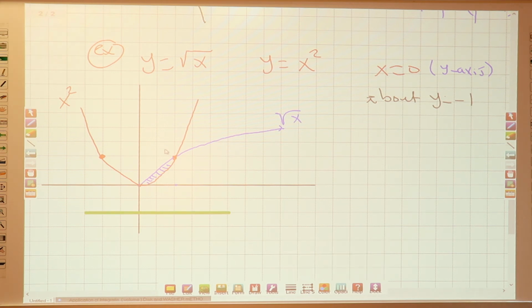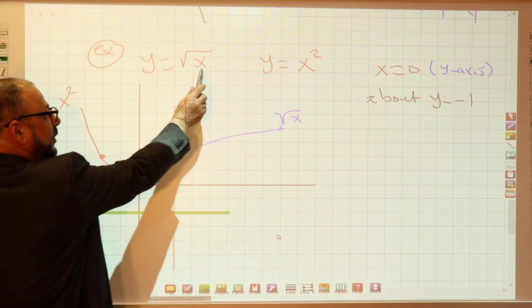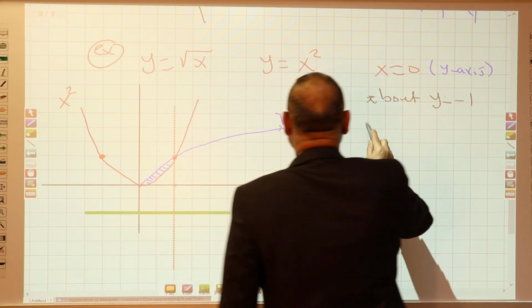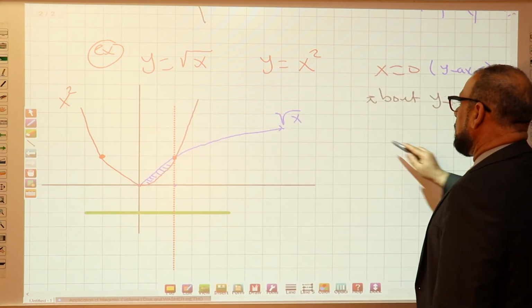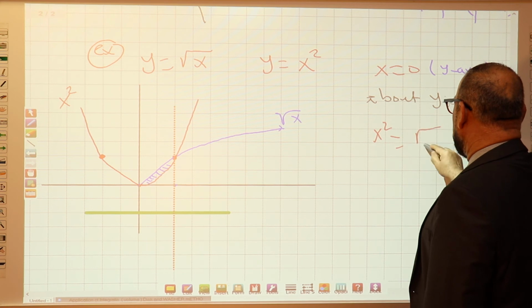And we need to find this point. Again, I'm going to go to this line, which is this point, because my integration will go from 0 to this point. How do we find this point? By making these two functions equal: x squared equals the square root of x.